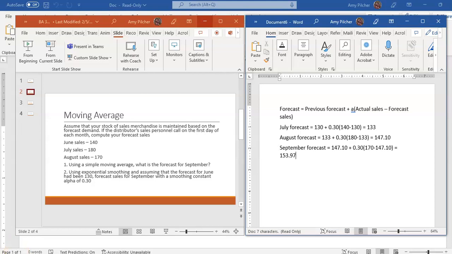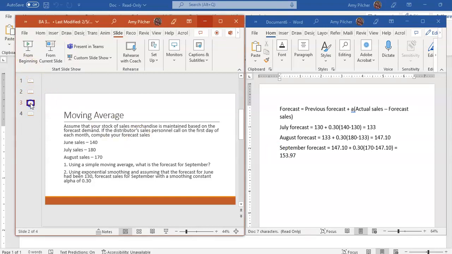So now our September forecast is 153.97 or 154 units. So we have the difference between exponential smoothing, which gives us 154 units, and the simple moving average, which gave us an estimate of 163.3 units. So trying to decide which one we go with, we might decide that we go with something in the middle.